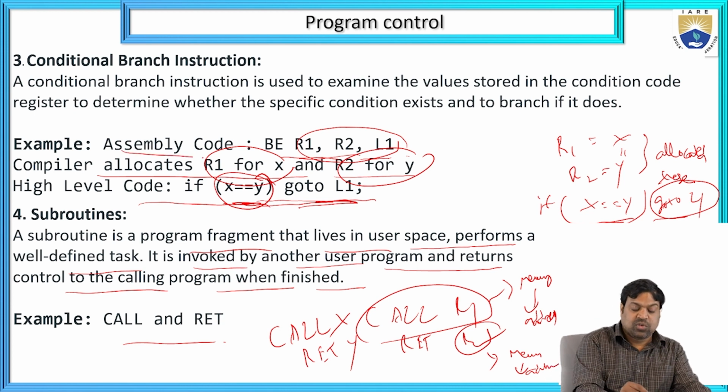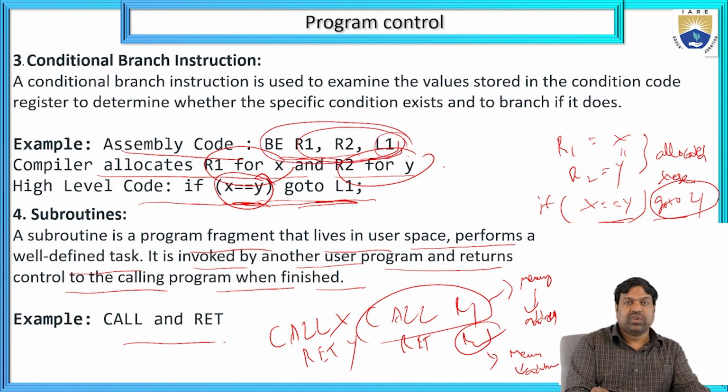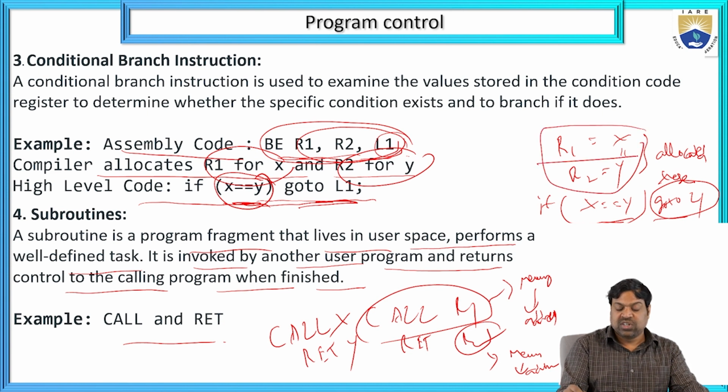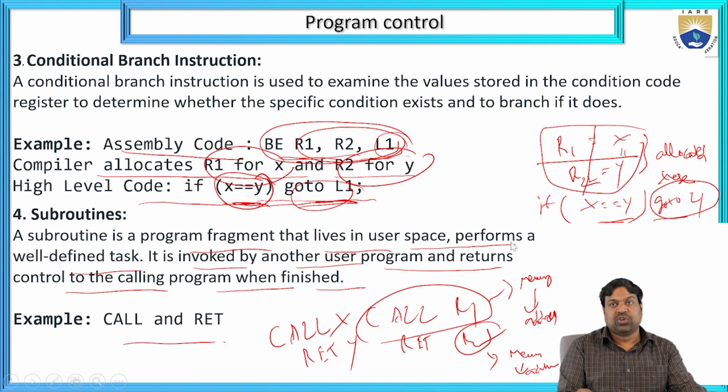Already told assembly code is a low level language. BE R1 comma R2 comma L1 means L1 equal to line 1 and R1 R2 are the two defined functions, and we are compiling allocates R1 for X and R2 for Y. So when I'm compiling these two registers, definitely R1 equal to X it will take and R2 equal to Y. So it will go to L1. When it is go to L1 means if X double equal to Y, then only it will go to line 1. Otherwise it will not go to line 1. So it is a conditional branch.